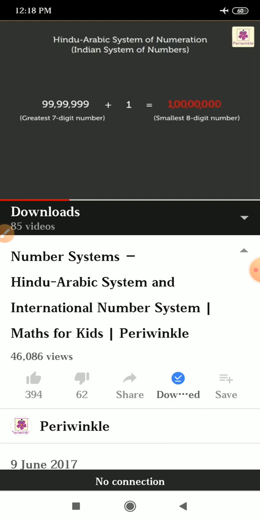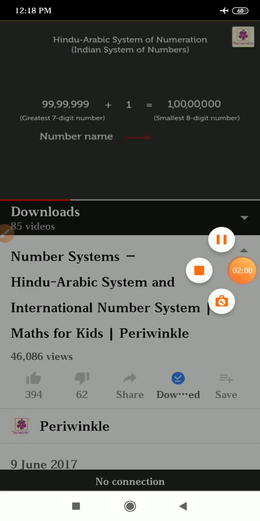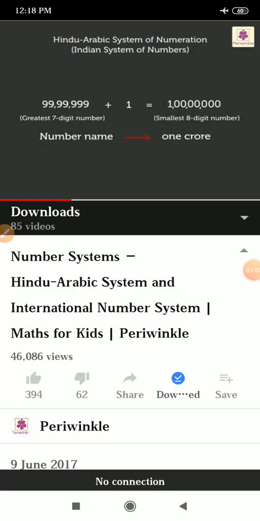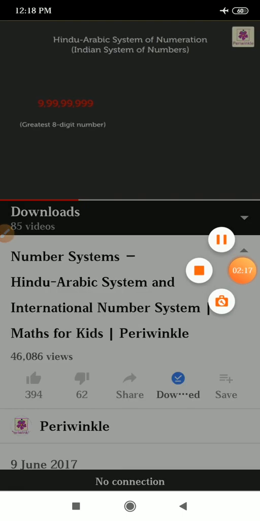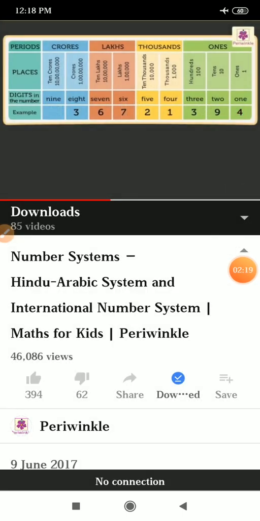Similarly, the greatest 8-digit number is 9 crore 99 lakh 99,999. We write it as 3,67,21,394. It is read as 3 crore 67 lakh 21,394.